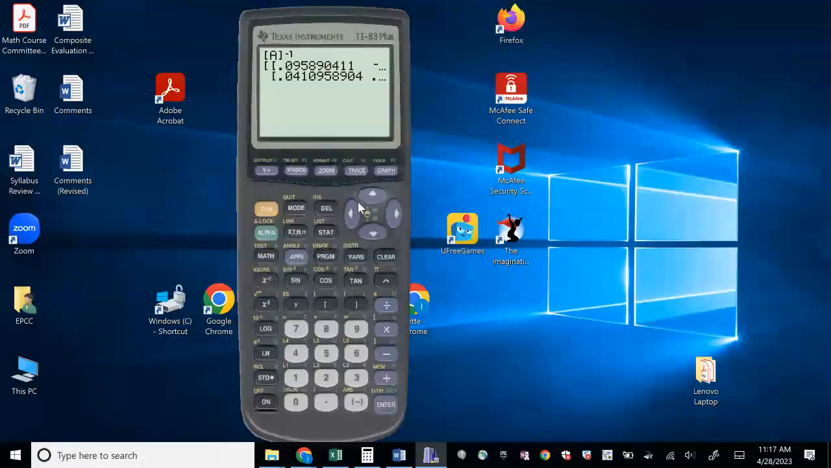So you can scroll, or you can just press math and click number 1 where it says FRAC. That means that you want your answer as a fraction. And so then you would see your inverse. So 7/73, -8/73, and so on. Okay.